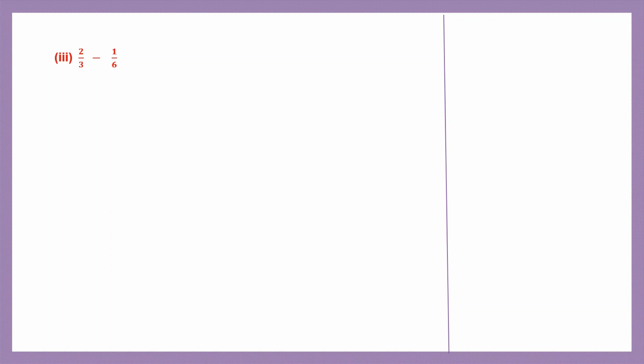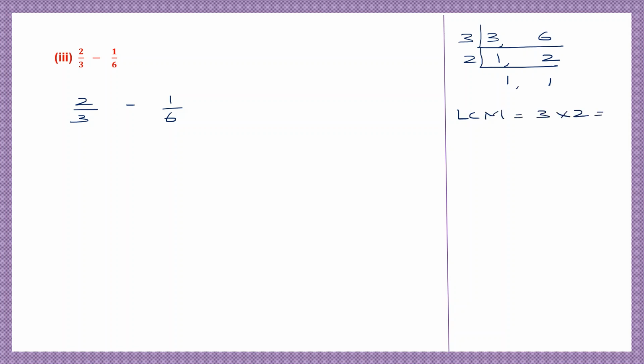Question 3. 2 by 3 minus 1 by 6. 2 by 3 minus 1 by 6. As you can see, the denominators are different. So we have to find the LCM to make them like fractions. So 3 ones are 3, 3 twos are 6. Now I can continue with 2, 1 and 1. So the LCM is 3 into 2. 3 twos are 6. The LCM is 6.